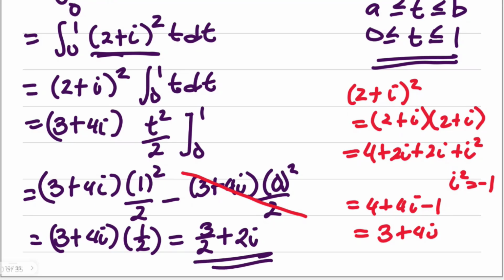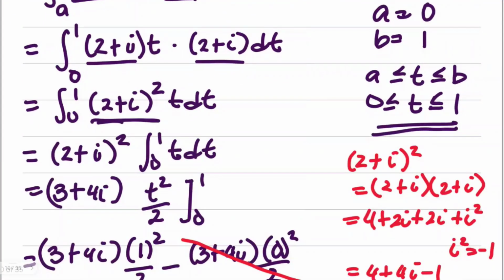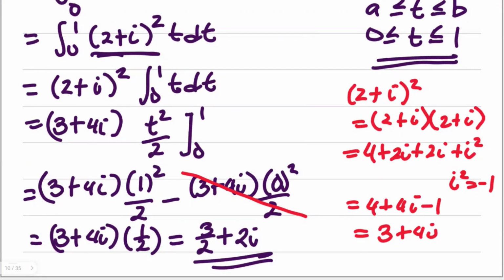This is the integral of the given function f of z equal to z along a straight line from 0 to 2 plus i, using the parameterization for a straight line, with all the necessary steps to get the integral. This is the final answer for this item.